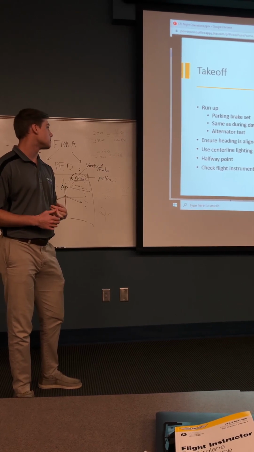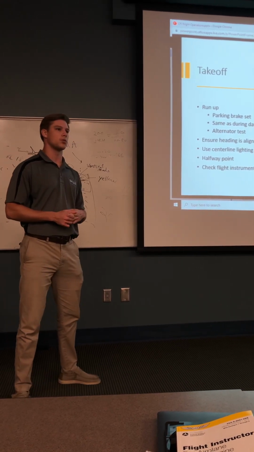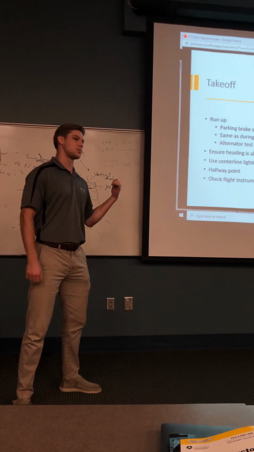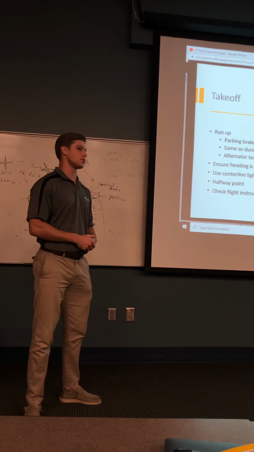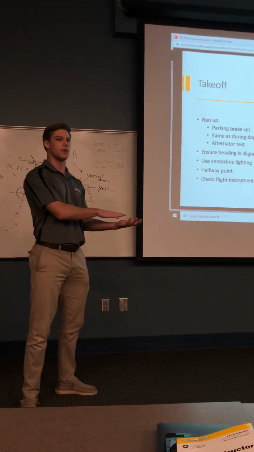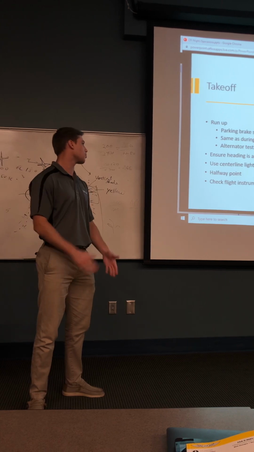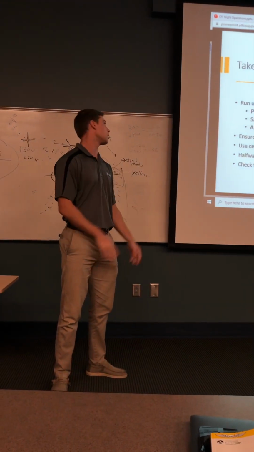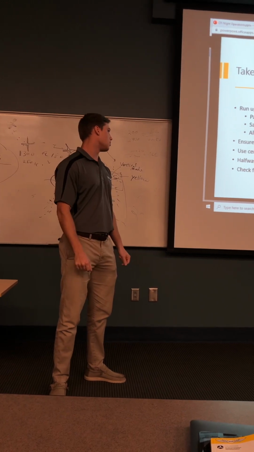And you want to ensure your heading is aligned with the runway, which isn't in the commercial ACS for taking off anyway. But especially at night, you just want to make sure you're doing this, because it's harder to see at night. You're making sure you're taking off on the right runway. And then use centerline lighting to stay aligned with the runway, using your rudder pedals.